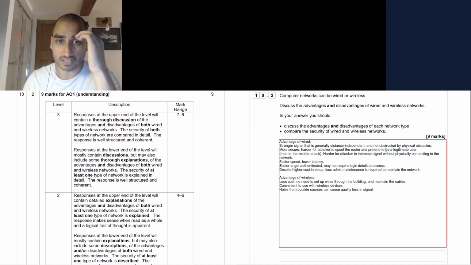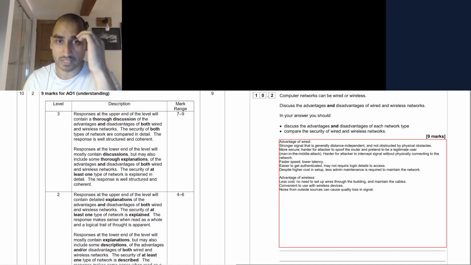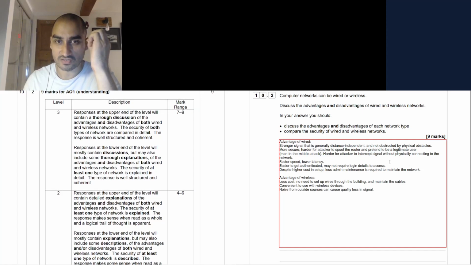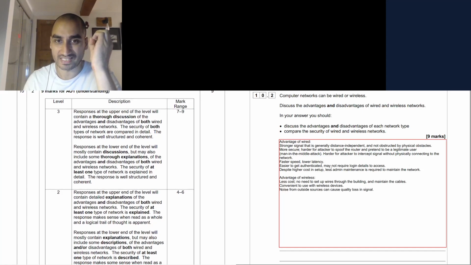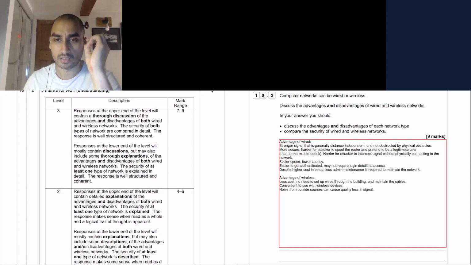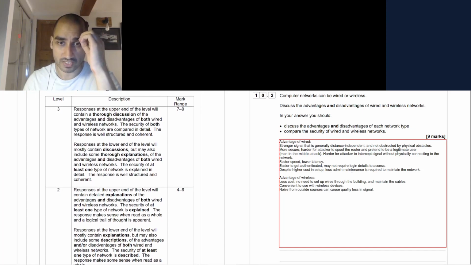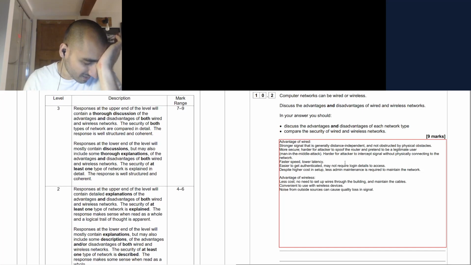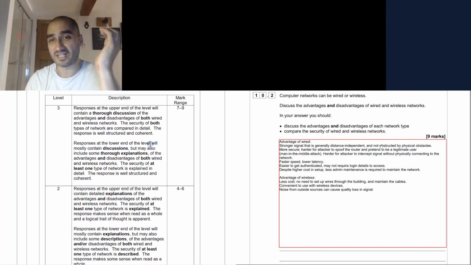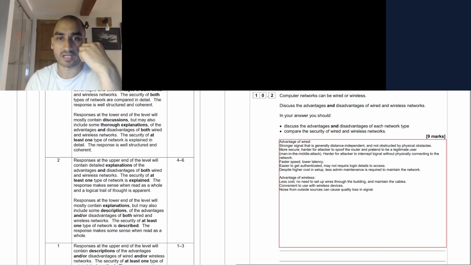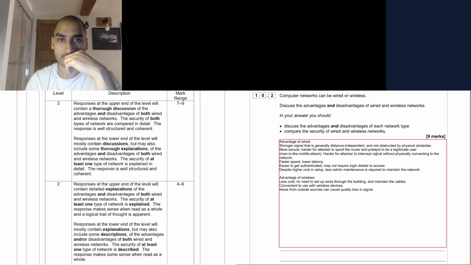Responses at the lower end of the level will contain mostly discussions, but may also include some thorough explanations of the advantages and disadvantages of both wired and wireless networks. The security of at least one type of network is explained in detail. I didn't know they were expecting us to write an essay. The security of at least one type of network is explained.